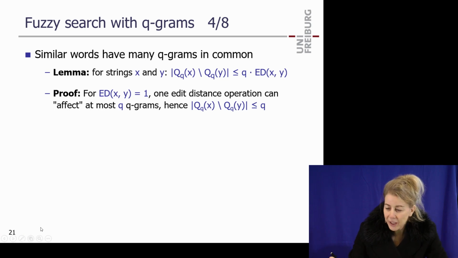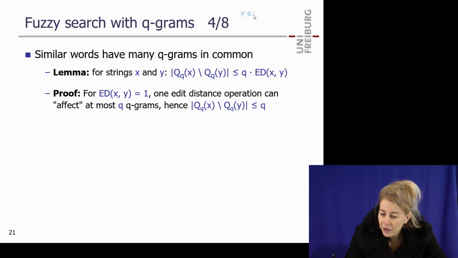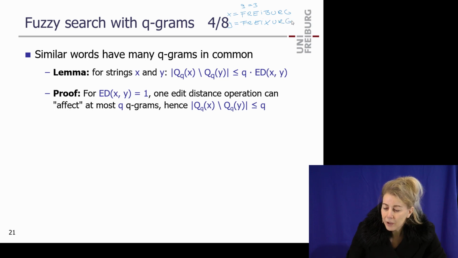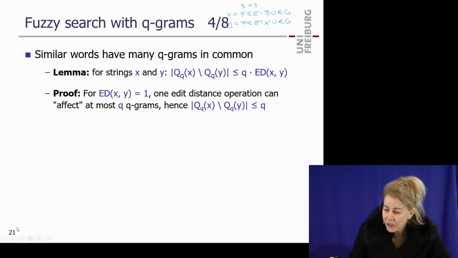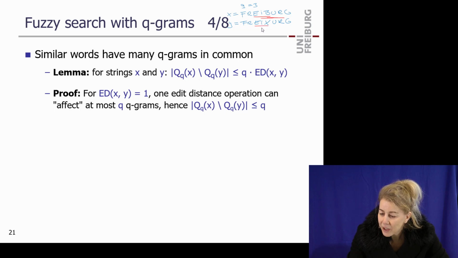And here's the explanation. So let's say I have Freiburg, and let's say Q is equal to 3. I have 3 grams. This is my string X, and my string Y is Freiburg. So now I've changed 1 letter, and how many 3 grams does it affect? We have already seen that it affects 3 grams. It affects this one, and this one. These are now different. So Eib becomes Ix, Ibu becomes Ixu, and Bur becomes Xur.